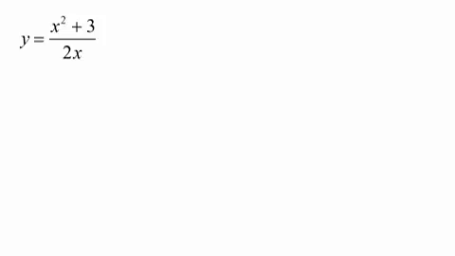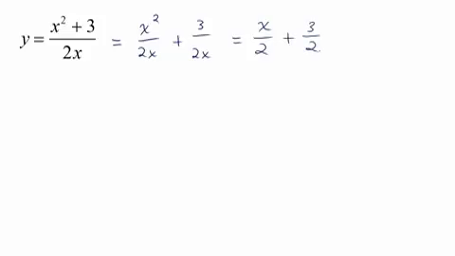So we're going to rewrite our problem, y equals x squared plus 3 over 2x. We can write this problem as y equals x squared over 2x plus 3 over 2x. And then that is equal to x over 2 plus 3 over 2, and we have an x in the denominator, which means we could write that as x to the negative 1. So we have y equals x over 2 plus 3/2 x to the negative 1.